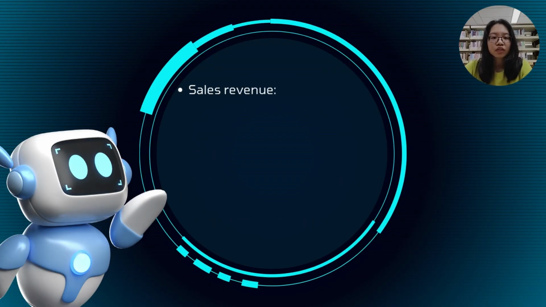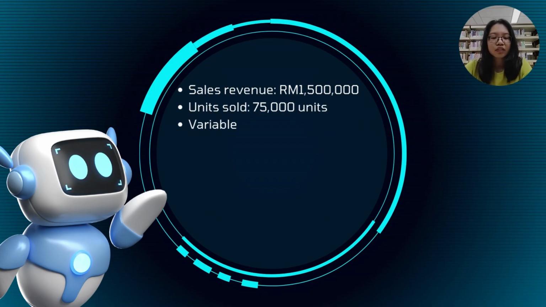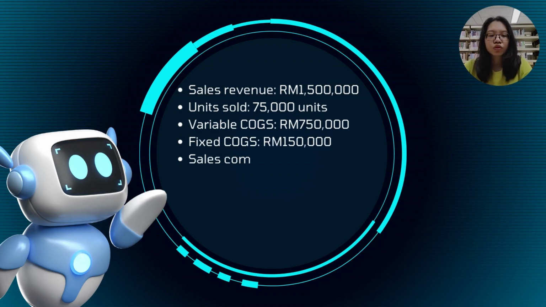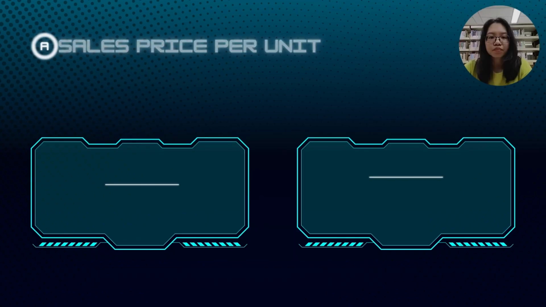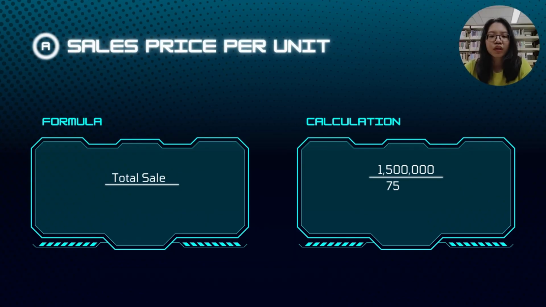Based on the financial statement provided by Wood-Edge Sendirian Berhad, this is the information we will get: sales revenue, units sold, variable cost of goods sold, fixed cost of goods sold, sales commission, fixed operation expenses, and net income. All this information we will use in the CVP analysis. Now we will go to the calculation.